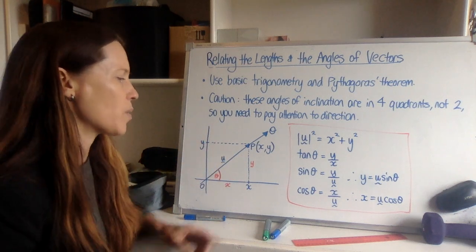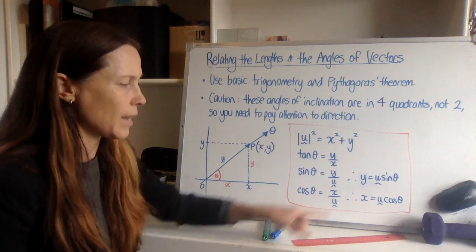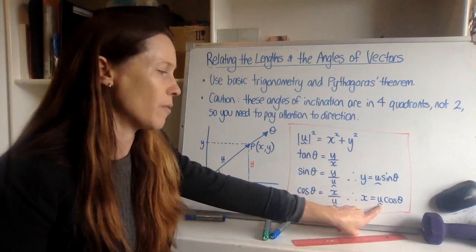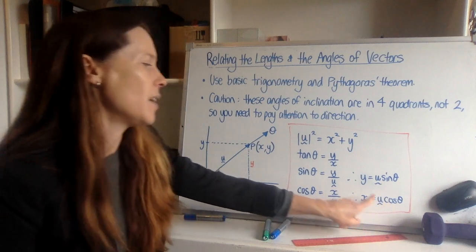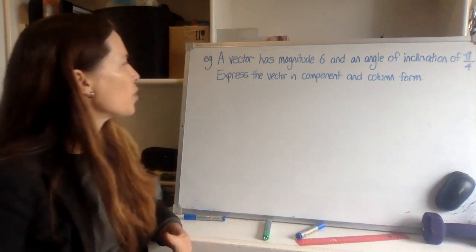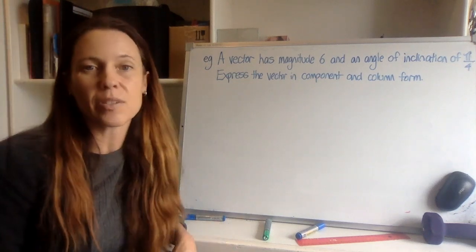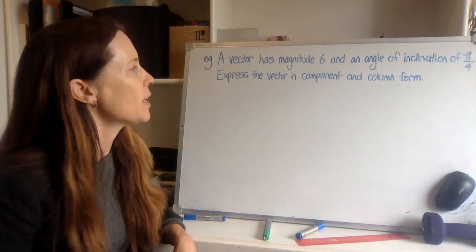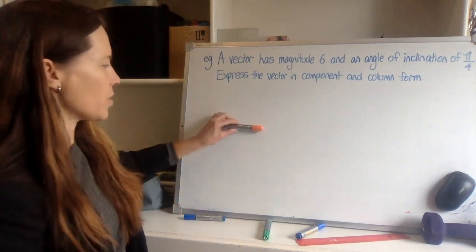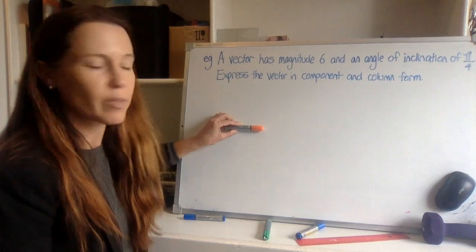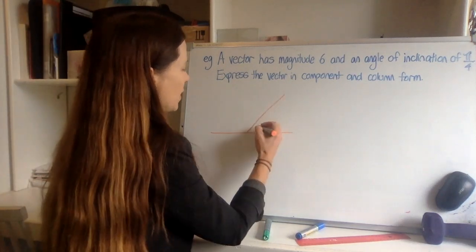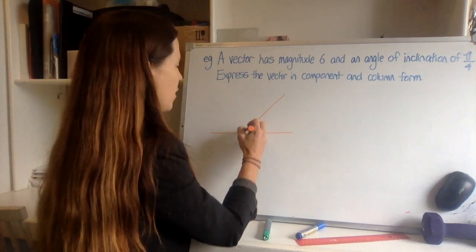So then we can express x or y actually in terms of the vector. So x will be the vector multiplied by cos of theta, and y will be the vector multiplied by sine of theta. In this example, a vector has a magnitude of 6. Now that just means that its length is 6 units, and it has an angle of inclination of pi on 4. Now, angles of inclination start heading straight off that way to the right. So that means that pi on 4 means that it's coming up here at 45 degrees from the horizontal.